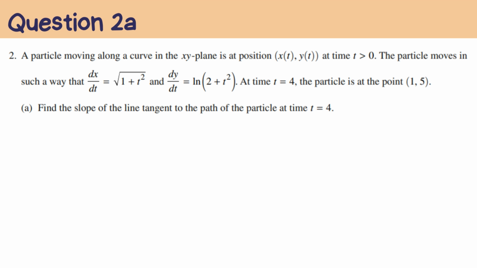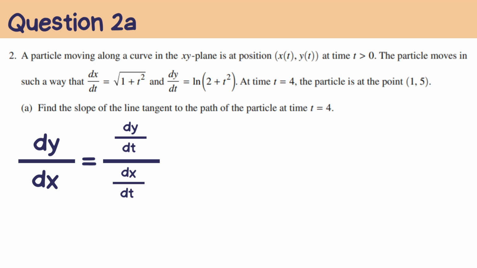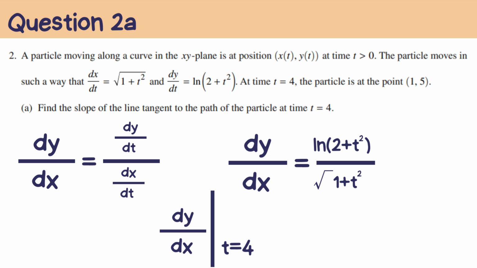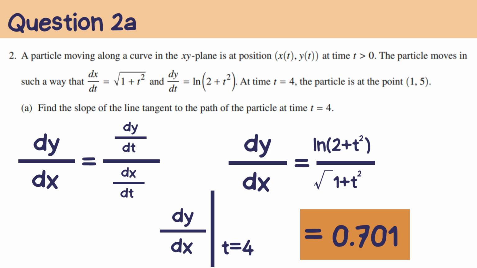Now, for question A, it just asks us to find the slope. The slope formula in parametrics will be dy/dt over dx/dt, and again, since it's already given, we can just plug it into the formula. So the slope will be dy/dt, which is the natural log of 2 plus t squared, and then dx/dt, which will be the square root of 1 plus t squared. And now we need to find the slope at time 4, so plug in 4 for t. So the slope at time equals 4 is going to be 0.701 as your final answer.